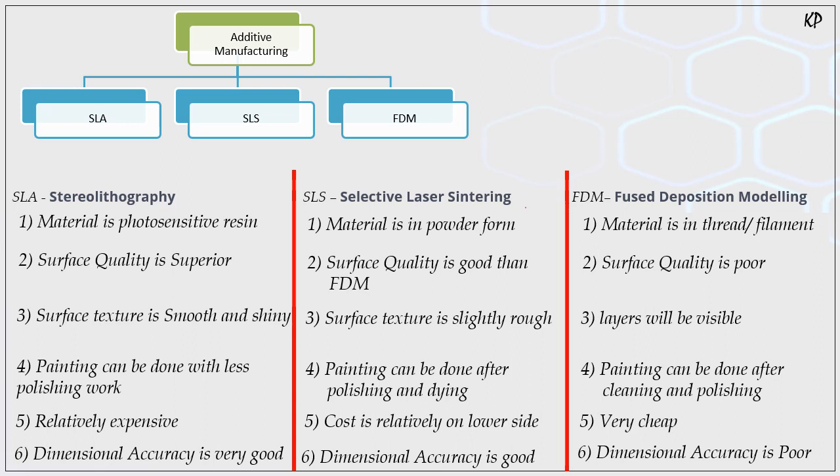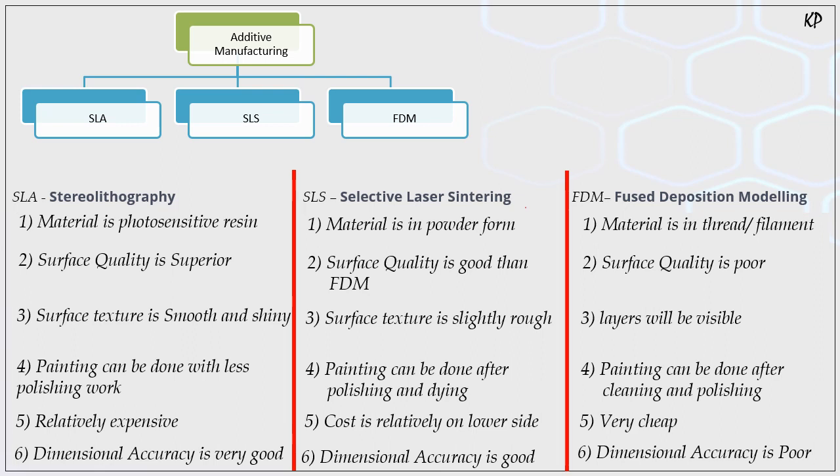The sixth point is dimensional accuracy. In SLA you will get a very high accuracy product as compared to SLS and FDM. SLS will have an average kind of dimensional accuracy, and in FDM the dimensional accuracy is very poor. You can just see how the product is looking and what the volume is, but you can't use this product for dimensional accuracy.